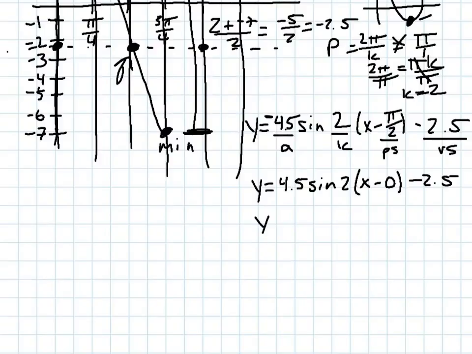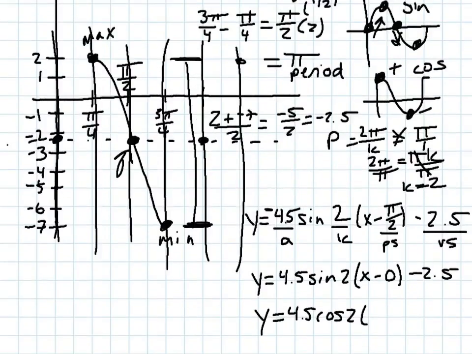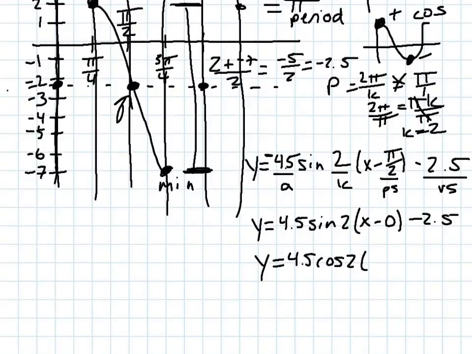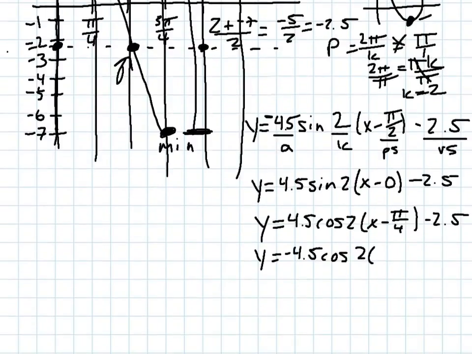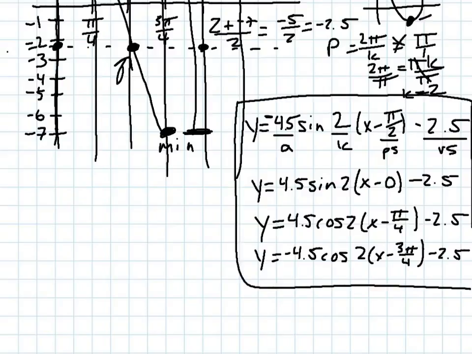If I started with cosine, so 4.5 cosine, then that means I'm starting at the top at this max value that I got. So it would be x minus pi over 4, minus 2.5. If I did y equals negative 4.5 cosine, then that means I'm starting at the minimum that I have down here. So that would be x minus 3 pi over 4, minus 2.5. Okay? So then there's 4 possible answers. You only need one of them.